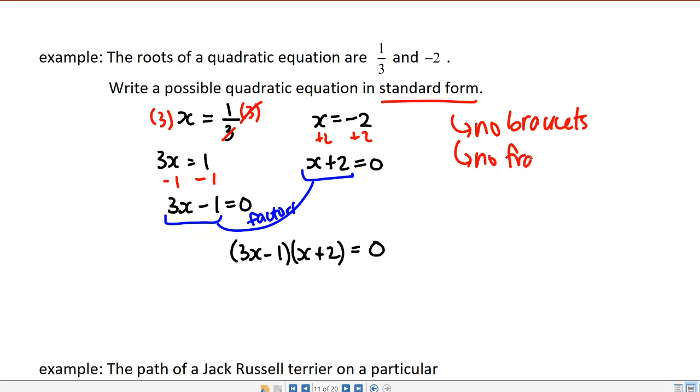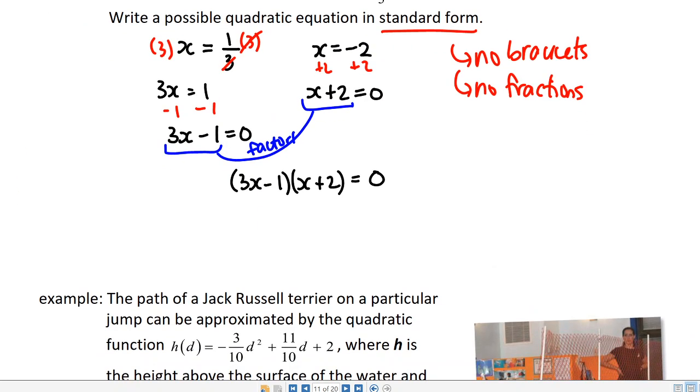So if you do a question like this and you choose to do, instead of what we did over here to get 3x minus 1, you might just do x minus 1/3. You have to remember that there's no fractions allowed in standard form, so you'd have to get rid of it later. Okay, but what we're going to do is we have brackets in this. We don't have to worry about fractions because there aren't any, but we do have brackets. So we're going to have to multiply everything out to get rid of the brackets.